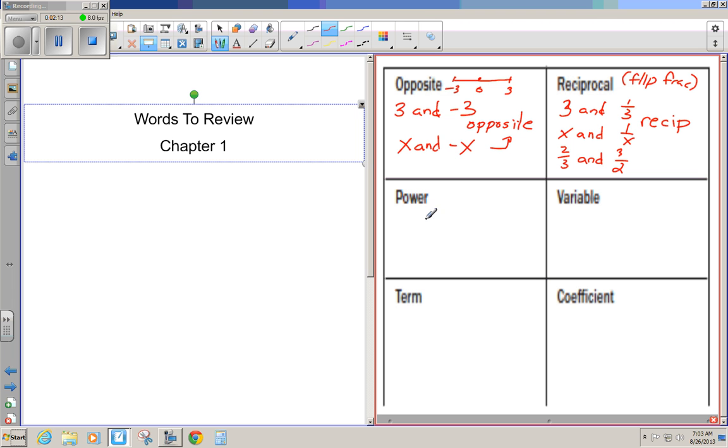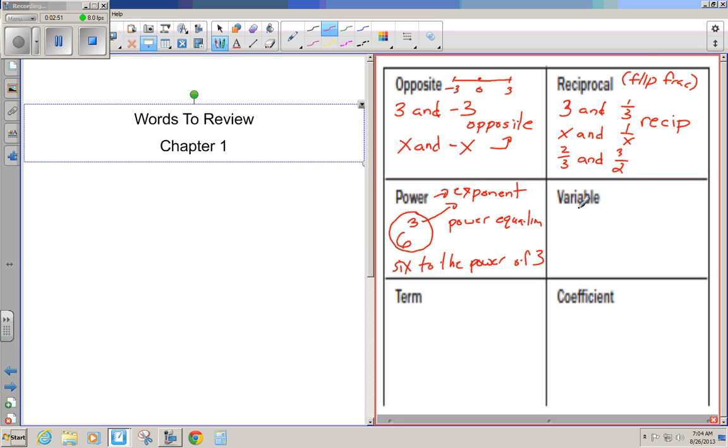A power. A power you can also think of as an exponent, because what you have is 6 to the power of 3. This is a power equation, and 3 is the exponent, or the power. 6 to the power of 3, that's how you would say that.